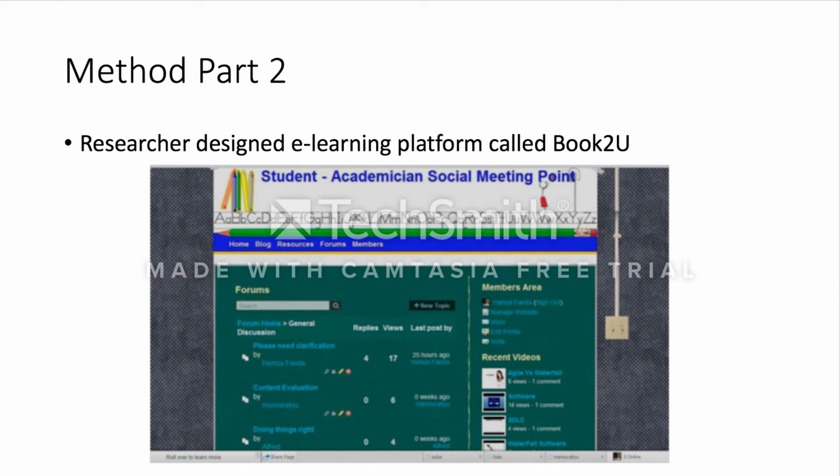And in the second part of the study, the researcher took those factors that were found to be significant and used them to design an e-learning platform called Book2U. The picture shown on this slide is a screenshot taken from the article, and this is a screenshot of the portion of Book2U that focused specifically on the social networking aspect of it. So this part of it was looking at discussion forums.